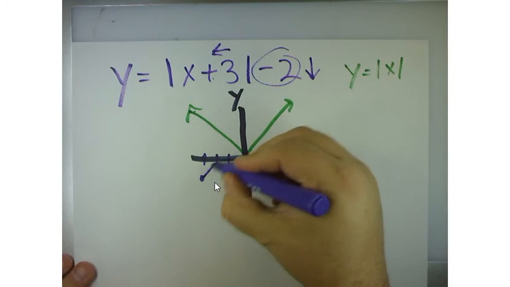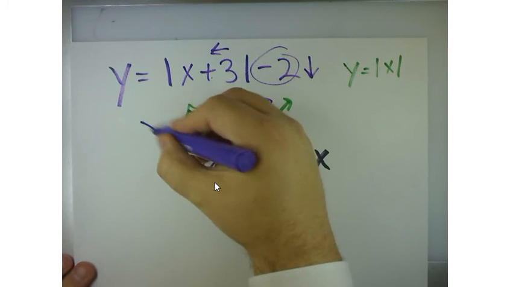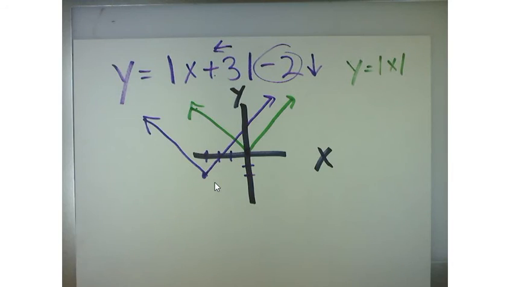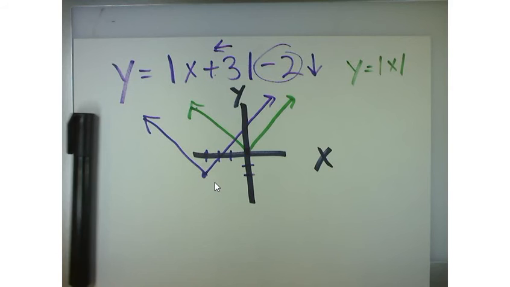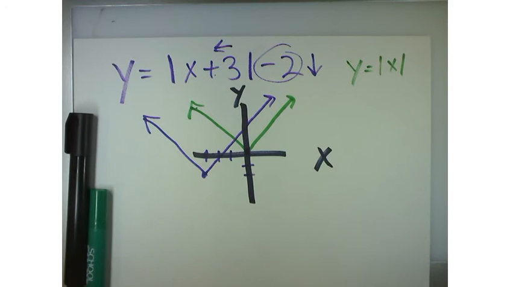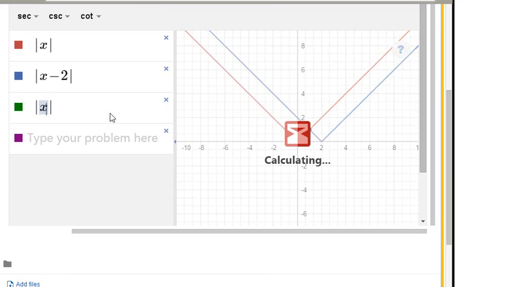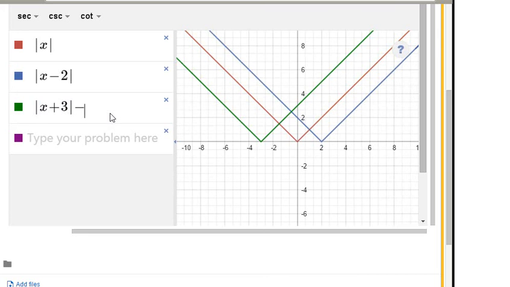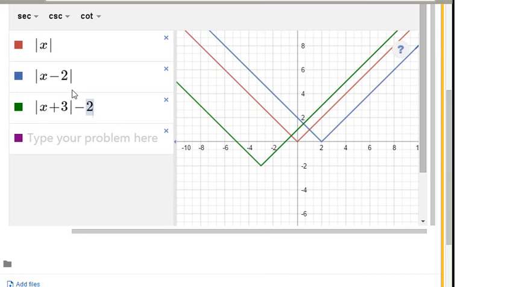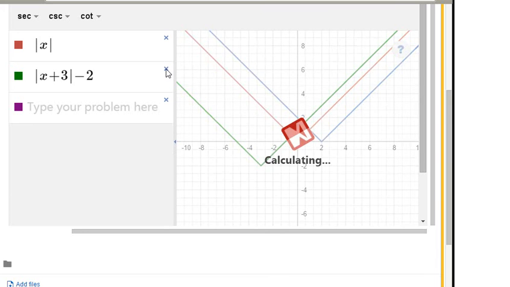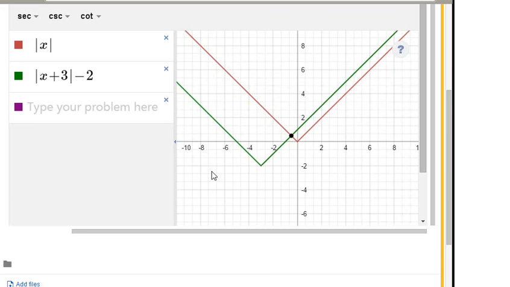Everything else kind of stays the same. It's the same graph, I've just shifted it over. How do I verify that? Did Mr. Adams do it correctly? I think I did. We can verify it by looking on the computer. So let's graph this bad boy: the absolute value of x plus 3, and then minus 2. What's cool about this calculator is you can see how it transforms the graph. Was Mr. Adams correct? Yep. That's it.